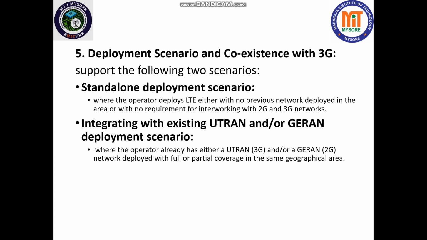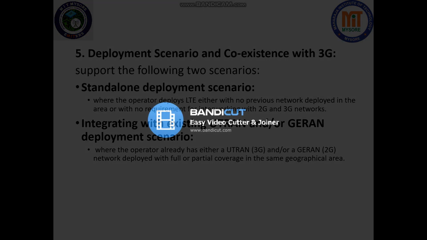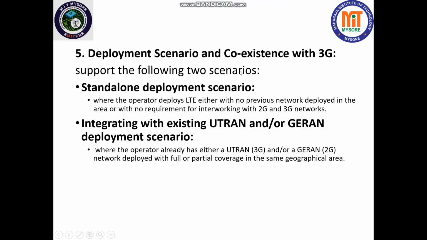Second one is integrating with existing UTRAN and or GRAN deployment scenario. Already in a particular area, consider your village, there is already a 2G, 3G network. You have to implement LTE. Including 2G and 3G, you will be able to provide the service of 4G as well. That is integrating with the existing network.